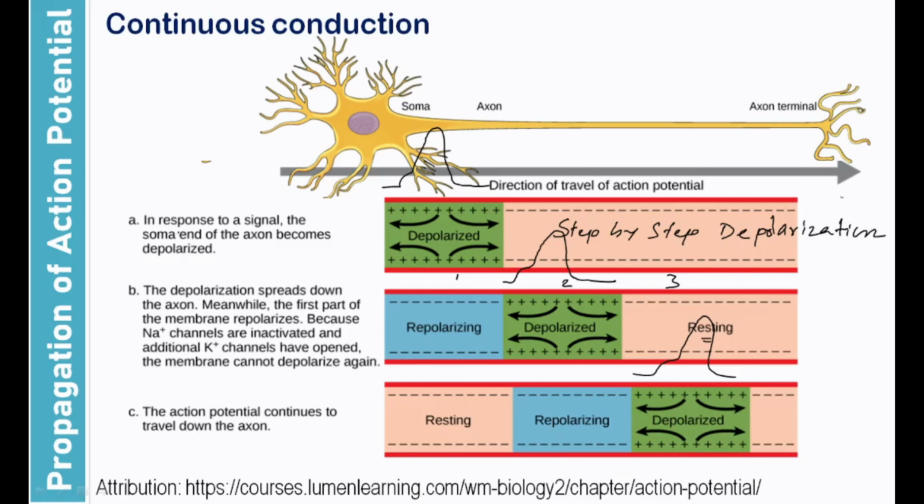Here we have the same thing. It is written that in response to a signal, the soma end of the axon becomes depolarized. Depolarization spreads down through the axon in a continuous manner, and the action potential continues to travel down the axon. Clear? In this type, ion flow occurs because there is a voltage gated channel in each segment. That's why each segment can be depolarized and repolarized.